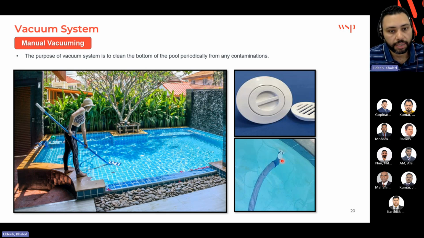Okay, and this will go back to the pump, and after going to the filter, sorry, and going back to the filtration system, over time the debris will be stuck in the filter. So maybe we need to do a backwash after finishing the vacuuming here.